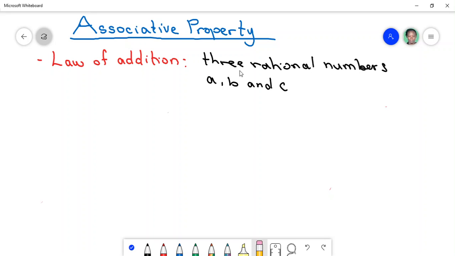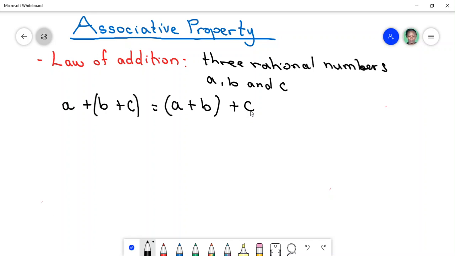So for the law of addition, let's consider three rational numbers, A, B, and C. We are saying for addition to be an associative property, then A plus B plus C, so it doesn't matter how you group them, it's equal to A plus B plus C. They are equal. If they are so, then we'd say that addition is associative.